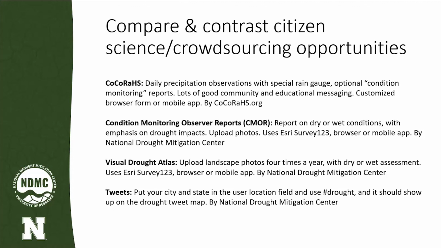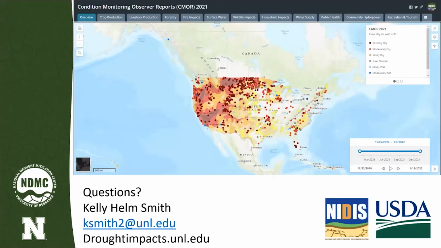And then tweets, as we said earlier, if you put your city and state or your county and state in the user location field and use a drought hashtag, it should show up on the weekly drought tweet map. So that is the overview of CMOR and Visual Drought Atlas.